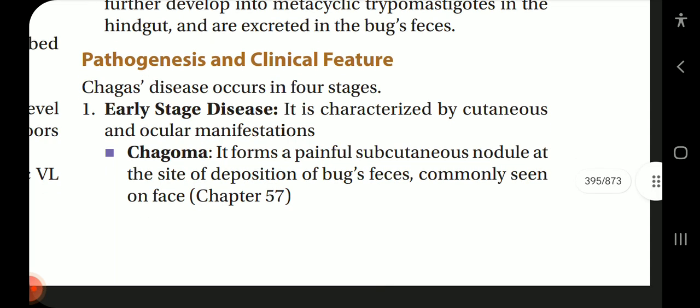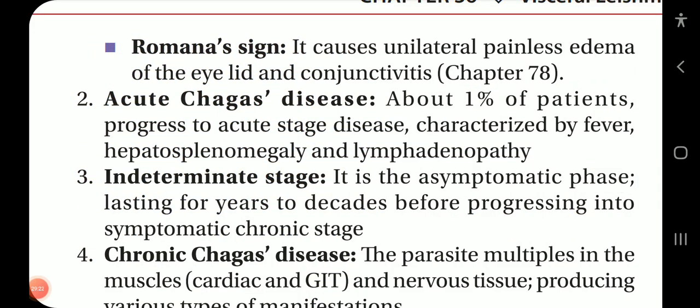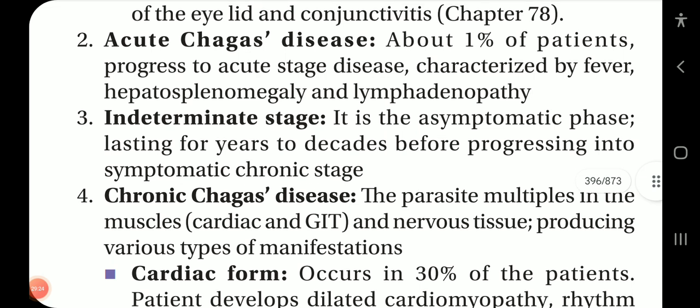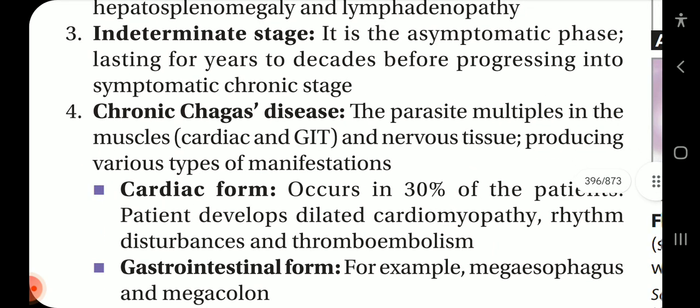Pathogenesis and clinical features: Chagas disease occurs in 4 stages. Early stage disease characterized by cutaneous and ocular manifestations. Chagoma forms a painful subcutaneous nodule at the site of deposition of bug's feces, commonly seen on face. Romana's sign: it causes unilateral painless edema of the eyelid and conjunctivitis. Acute Chagas disease: about 1% of the patients progress to acute stage disease characterized by fever, hepatosplenomegaly, and lymphadenopathy. Indeterminate stage is the asymptomatic phase lasting for years to decades before progressing into symptomatic chronic stage.